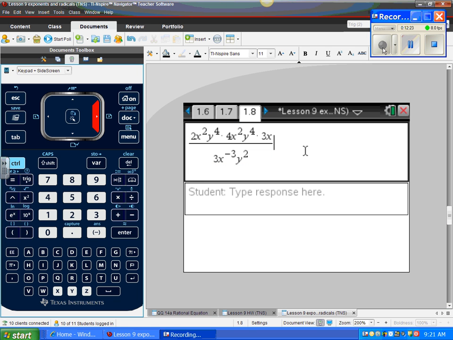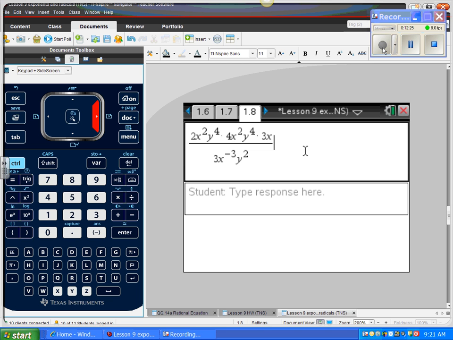Okay, so what's the first step, guys? Yeah, let's multiply out this numerator. All right, so we get 2 times 4 times 3, which is 24. We have x squared times x times, and y to the 4th times y to the 4th. Good. Any problems with that piece? Nope. Okay, denominator, 3x negative 3y squared.